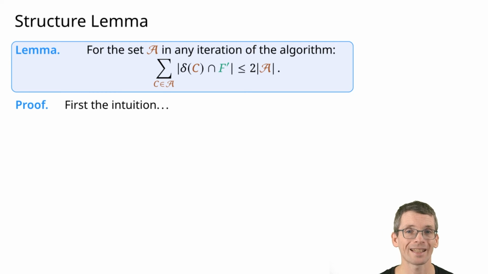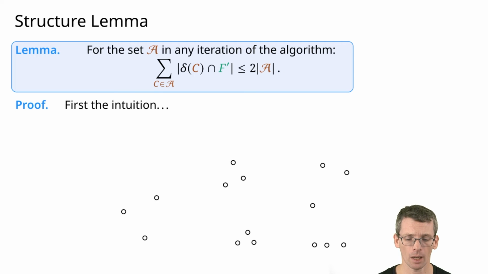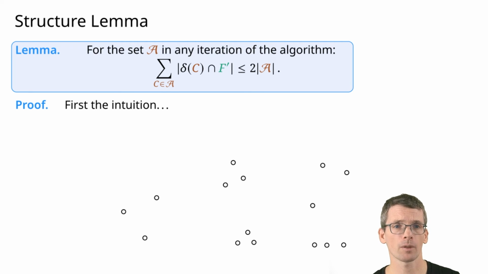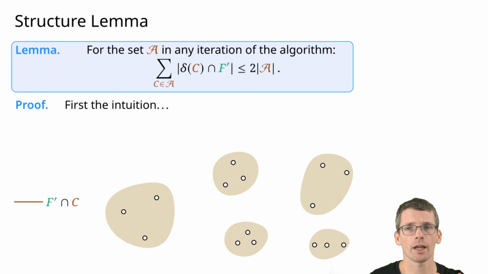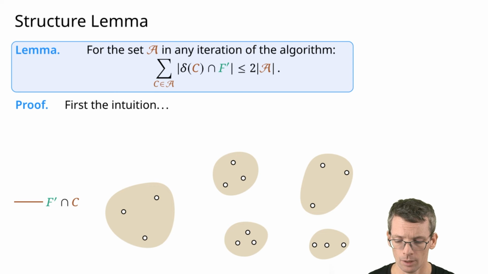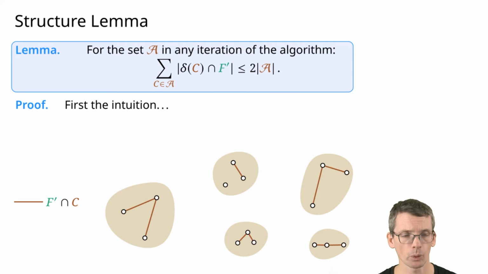Before we prove this, let's build some intuition. So here we have a set of vertices. Let's say we are somewhere in our algorithm. So in some iteration, these are the connected components that we currently have. And now let's classify the edges. So we have edges that are in the final forest within those components. So let's say these edges here.